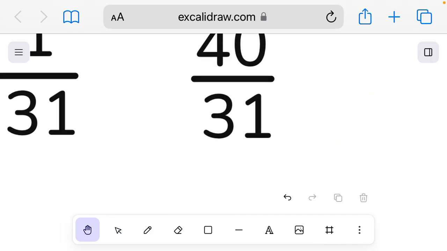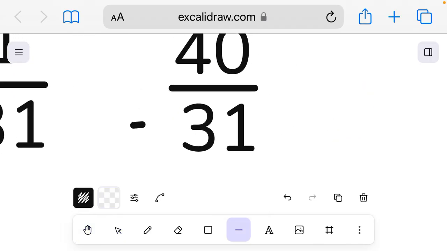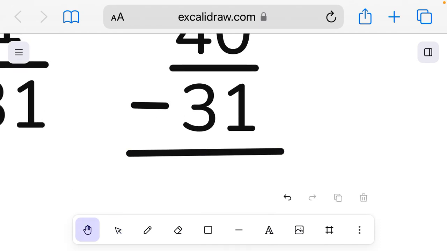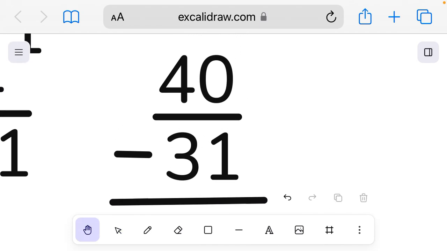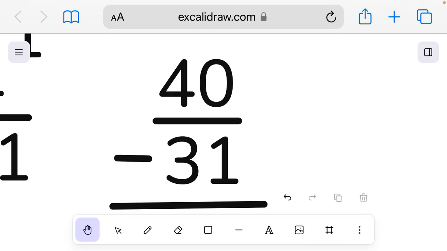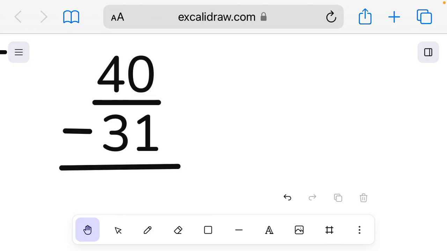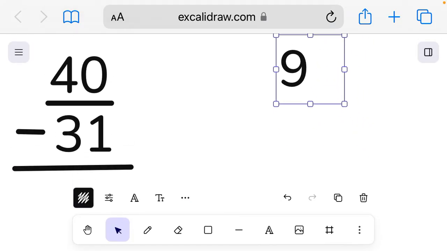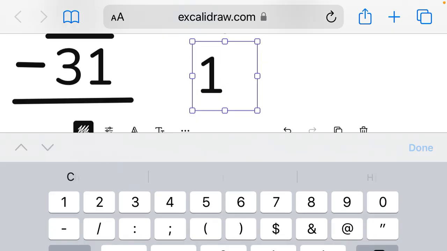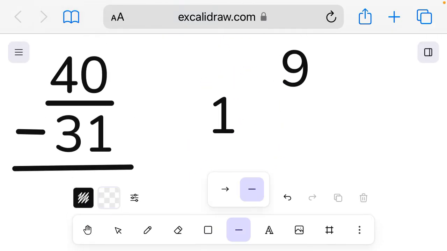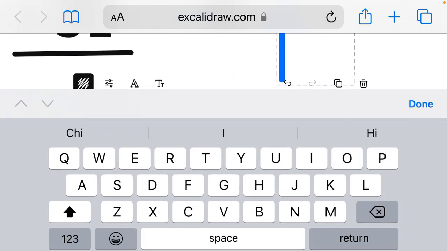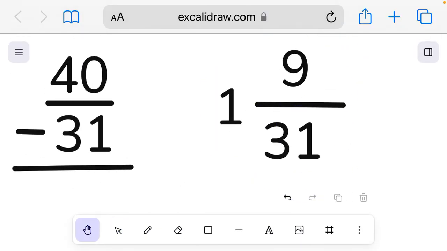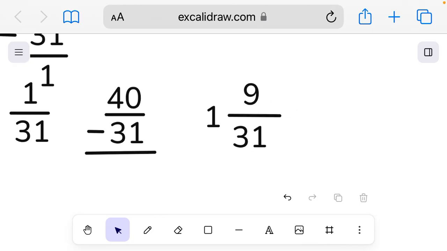And then to convert it to a mixed number, all you do is subtract the denominator from the numerator. So 40 minus 31, that's 9. And then all you do is write a 1 here, and then write 9 over 31. Like that. So the answer is 1 and 9 over 31.